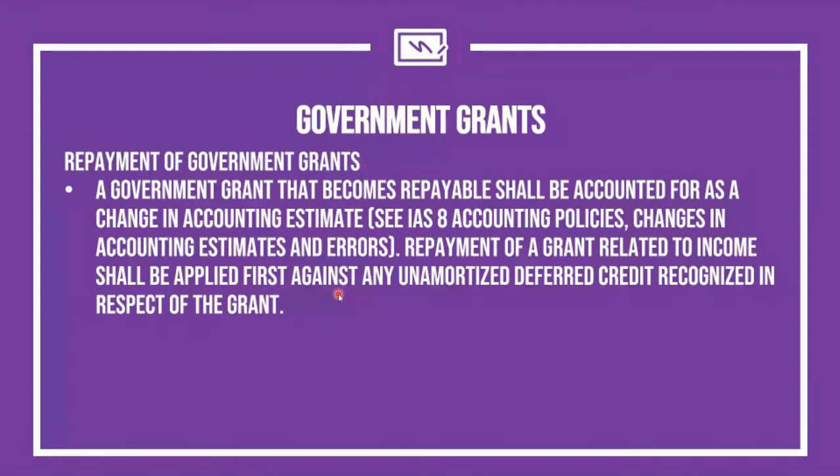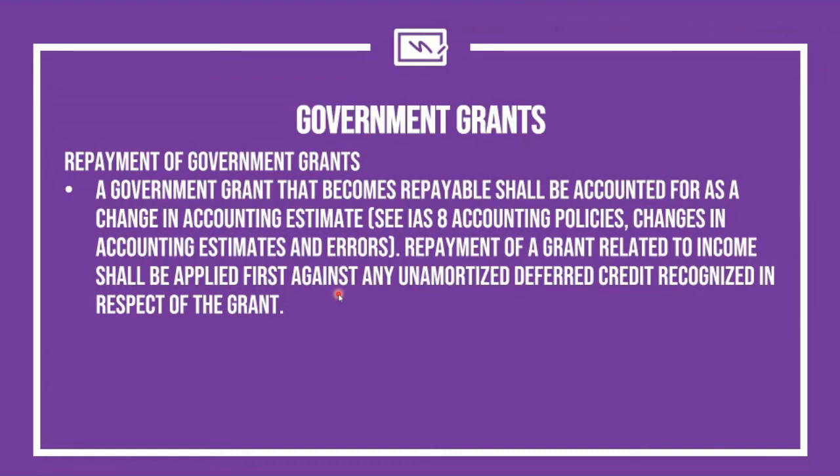So, what if there is now repayment of government grants? There is a possibility that a grant that was provided to a company will now be demanded by the government for you to repay it. The reason is because, let's say, you were not able to satisfy the conditions or you violated the provisions of the grant or any other case. The concept is basically that the government is now demanding that you repay the grant that was previously provided.